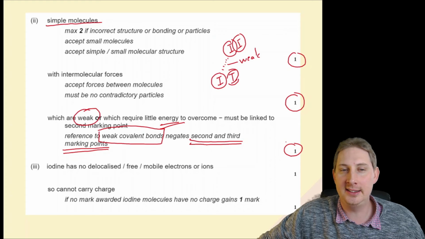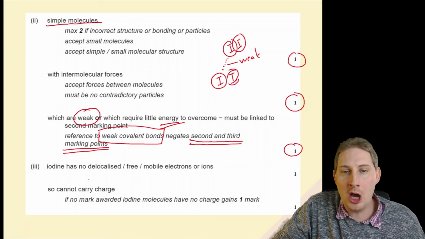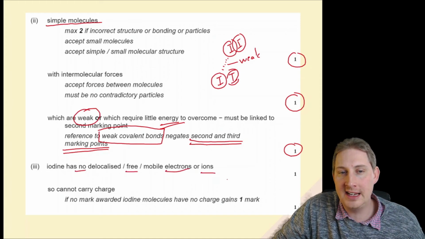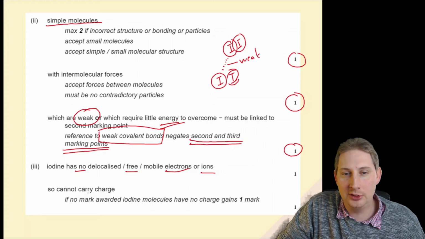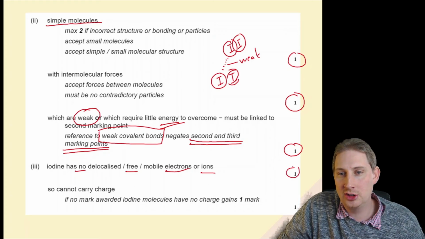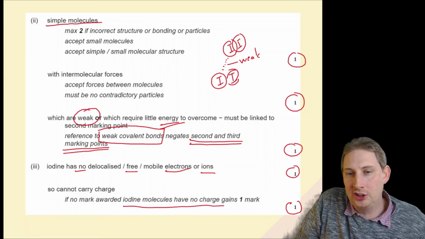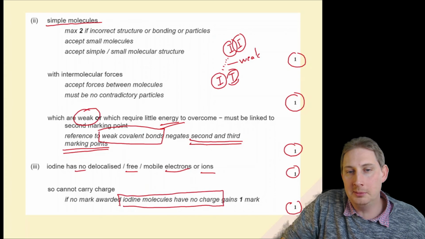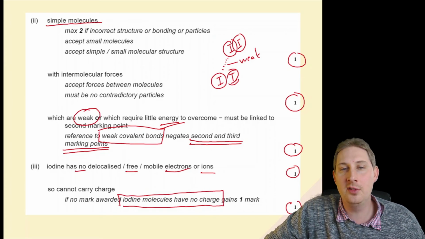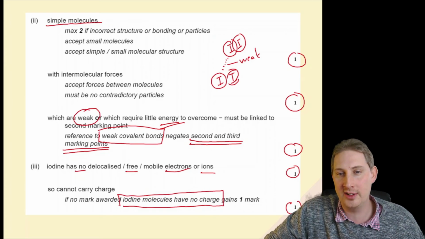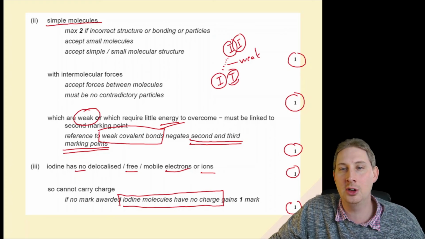As for why liquid iodine doesn't conduct electricity, well, it has no free electrons, it has no free ions, so cannot carry charge. You might have said iodine molecules are uncharged. That would get you 1 mark out of 2, but there's no free electrons, no free ions, no free charge carriers, nothing can carry charge. Hopefully you did all right on that and got 4 out of 5 or 5 out of 5.